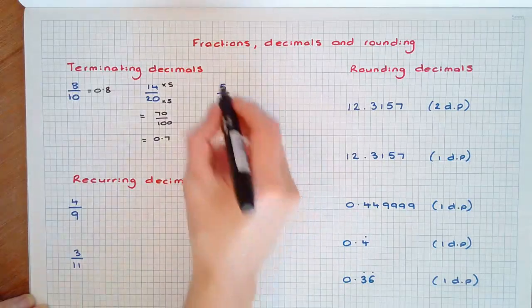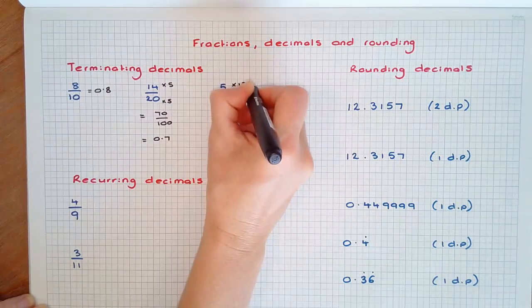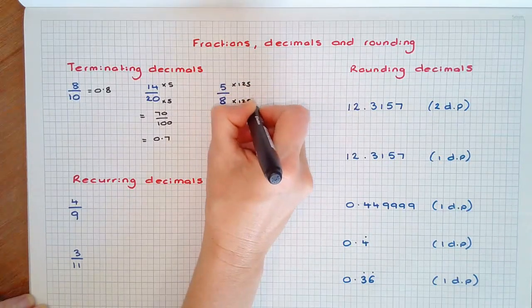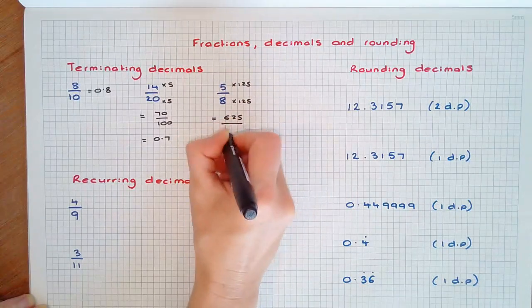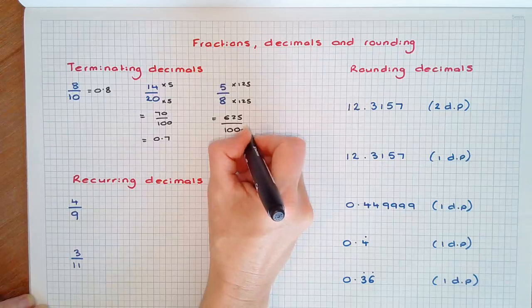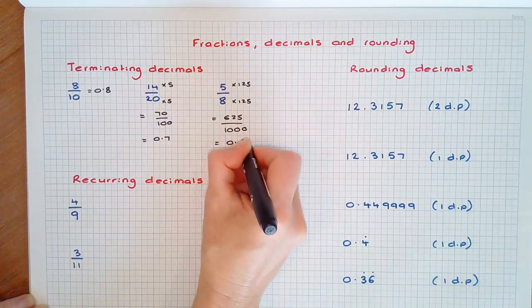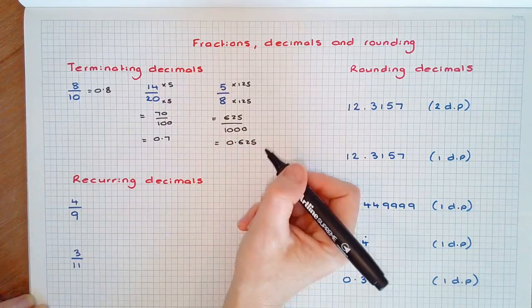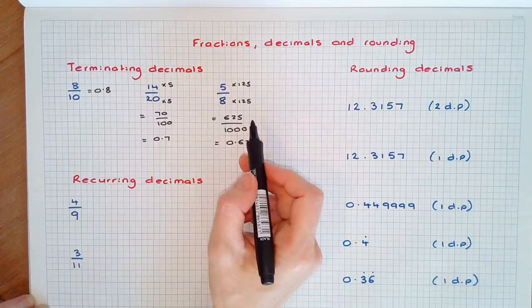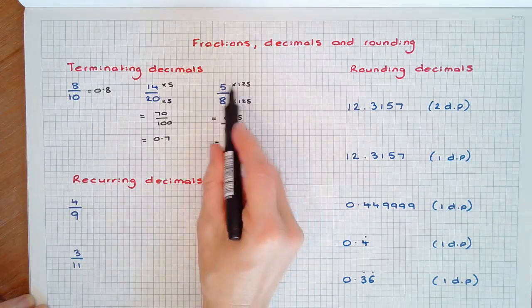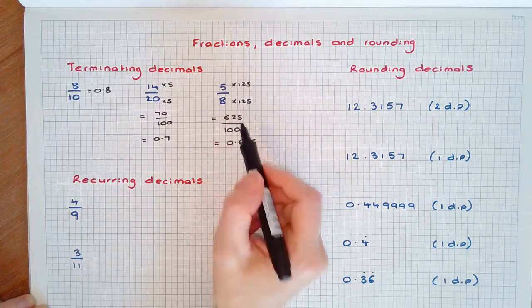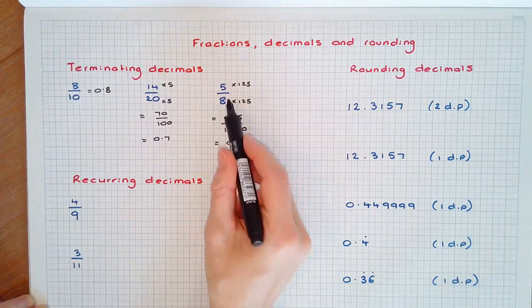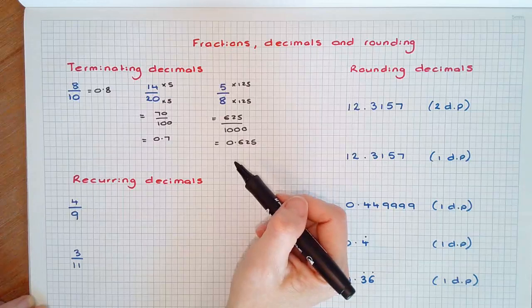Or even 5/8 we might realize if we multiply the numerator and the denominator by 125, we get 625 over 1,000, which converts to 0.625. These are all terminating decimals. This last example, we could have used a division algorithm if we didn't know that multiplying by 125 will result in a denominator with a power of 10.